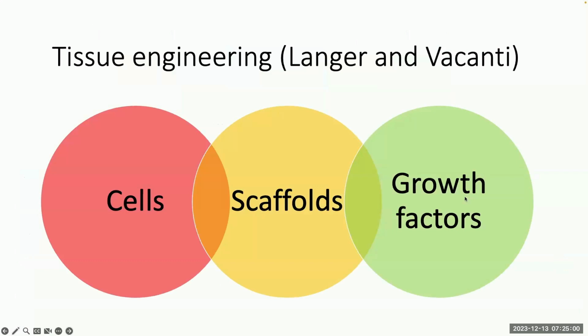But again, when this was set up, Langer and Vacanti said tissue engineering needs at least 3 components. These are the 3 pillars: cells, scaffolds, and growth factors. I'm not going to go into details, but you can imagine that for cells, you can refer to stem cells or differentiated cells. Scaffolds, you can think of natural, synthetic, or decellularized ones, that I'll talk about more in depth. And growth factors, all of them.